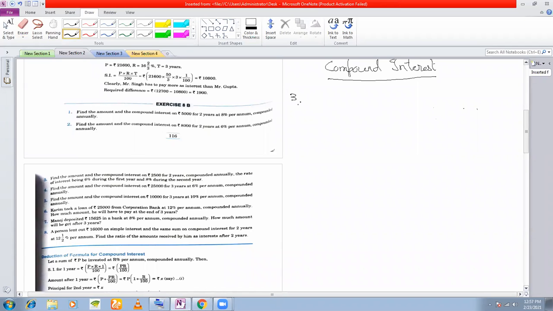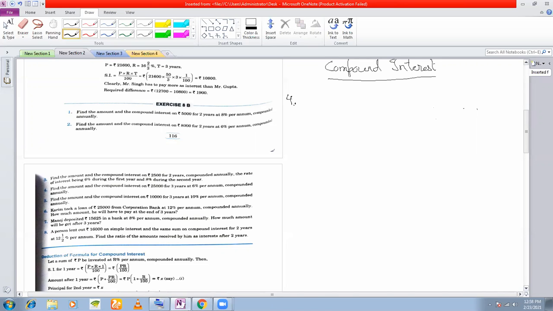Okay. Now see, there are 2 rates of interest given. So what I'll do is I'll skip number 3 for the time being, and I'll do number 4. Number 3 requires another form of the compound interest formula. So I'll skip number 3. We'll do number 4 first, and then I'll come back to number 3.